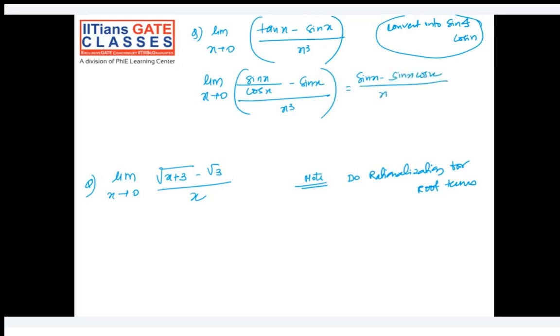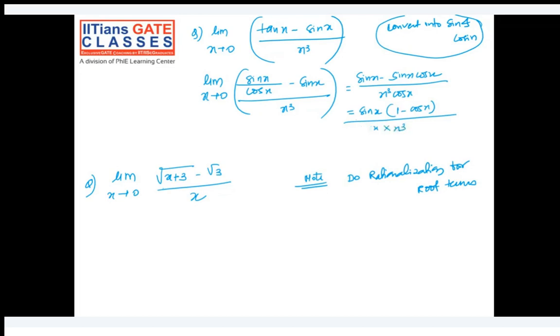So if I take sine of x in common, divided by, in the bracket we'll have 1 minus cos of x divided by cos of x into x cube, right? So sine x by cos x, I can write tan x, and this x cube I can write x into x square.